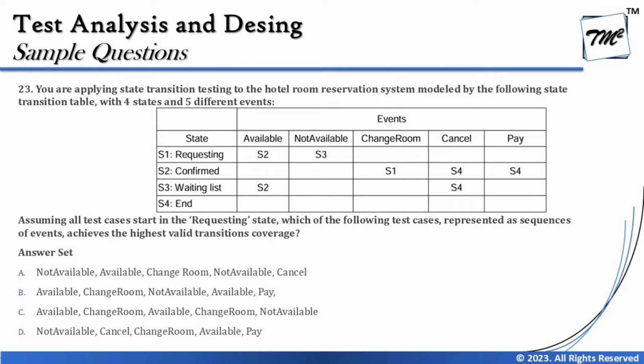Also, once confirmed, you have the possibility that you would like to change the room, then it will go back to S1. That means if you request to change the room, it will go back to S1, which is requesting, and again it will follow the process, whether it is available or not available. And that makes our job of tackling this table very easy.